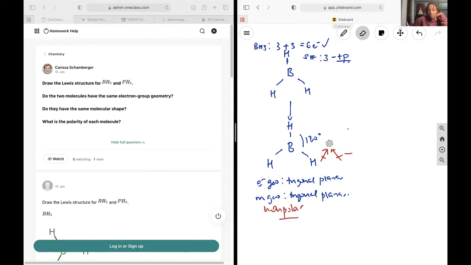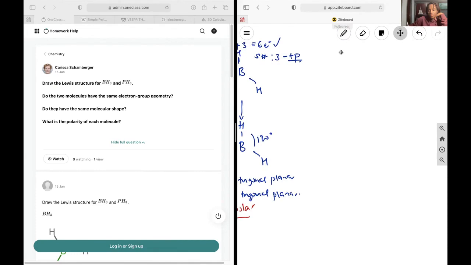Next up, we're just going to do the same for PH3. So my valence electrons, I will have 5 plus 3, so 8 electrons available to play with. So I can start with my 3 hydrogens, and I can see right now I have 2, 4, 6, so 2 more electrons left over. I'll place them on my central atom.